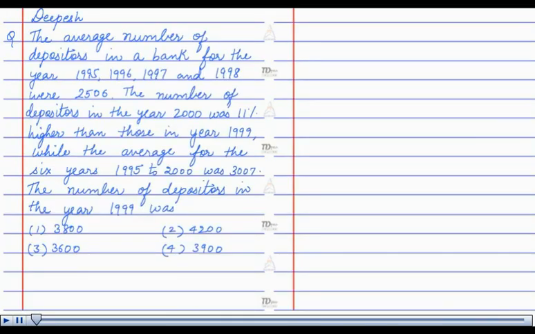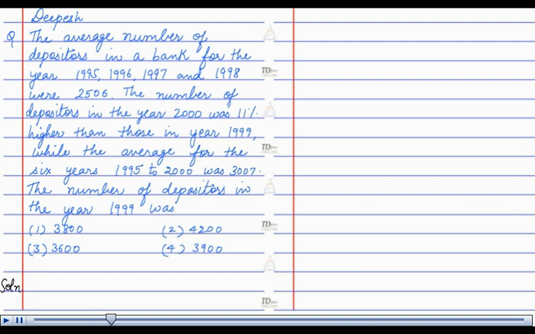The question is, the average number of depositors in a bank for the year 1995, 1996, 1997 and 1998 were 2506. The number of depositors in the year 2000 was 11% higher than those in the year 1999, while the average for the 6 years 1995 to 2000 was 3007. The number of depositors in the year 1999 was.